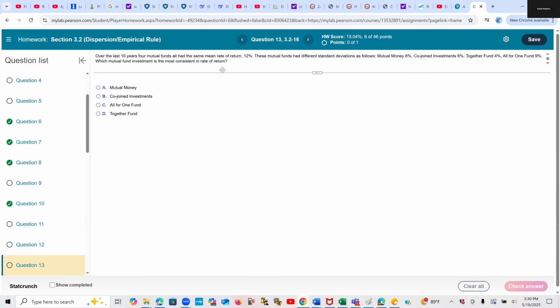Okay. Now here they are saying over the last 10 years, 4 mutual funds have the same rate of return, 12%, and they have different standard deviations. First has 8%, then the Co-joint has 6%, Together has 4%, and All for One has 9%. Which is most consistent? The one that is most consistent is the one that has the lowest standard deviation, because standard deviation measures how much you are dispersed, and a higher standard deviation means more dispersion and therefore less consistency. So most consistency means the lowest standard deviation, which is for the Together fund, which is 4%.